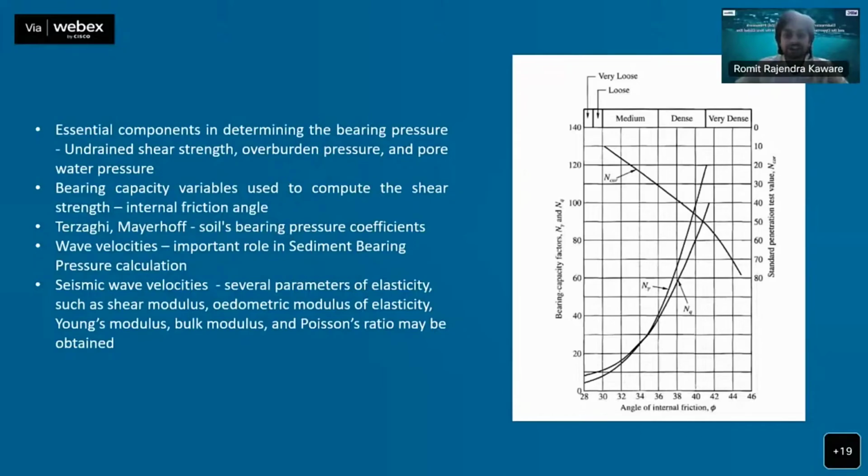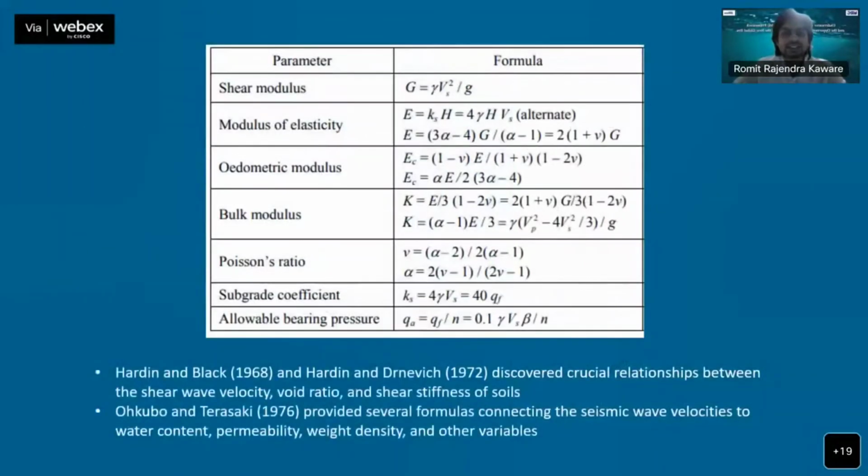Tsegen et al. provided a seismic method in which the various wave velocities are calculated, and then using various expressions as provided in the paper, quantities like the modulus of elasticity, Young's modulus, shear modulus, the porosity, the sediment bearing pressure, and Poisson's ratio can be calculated. So we can see here the various equations that are used to calculate the bearing pressure. Various other authors, like Hardin and Black, Okubo and Terzaghi, also provided various techniques for the seismic wave velocity calculation.